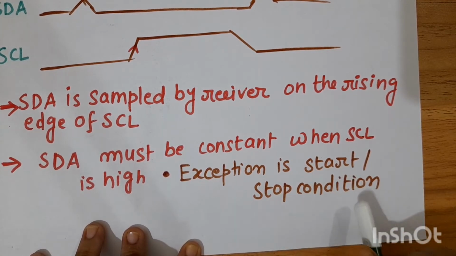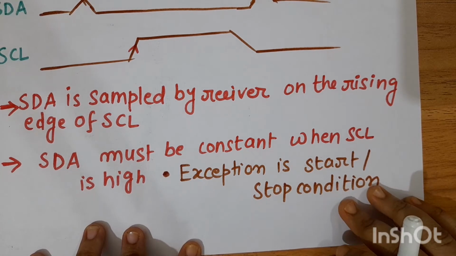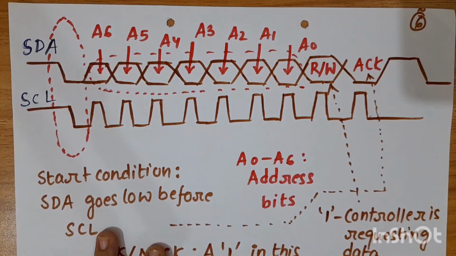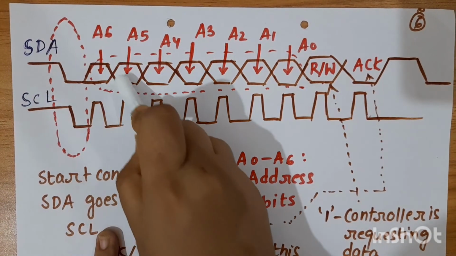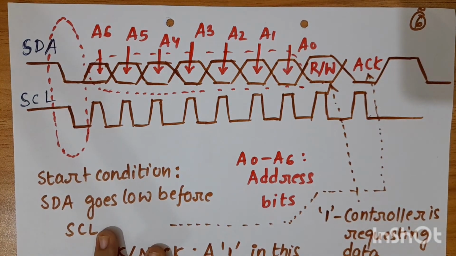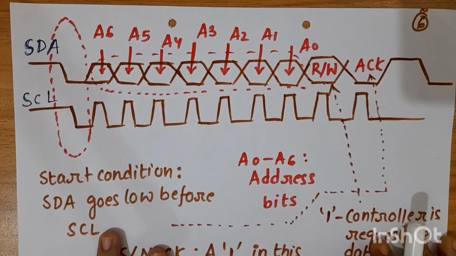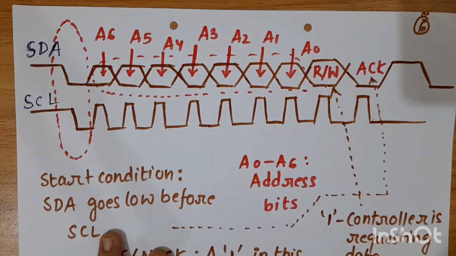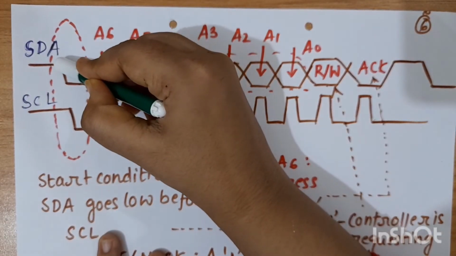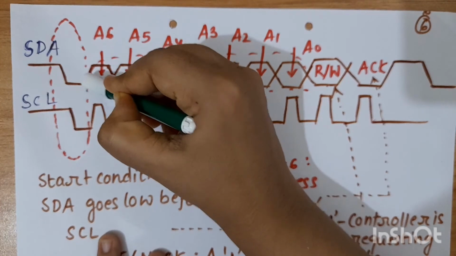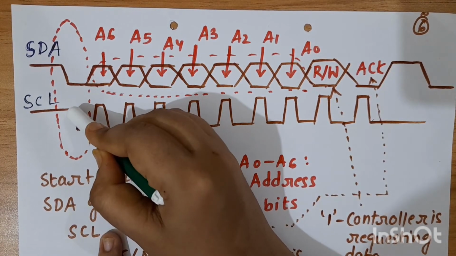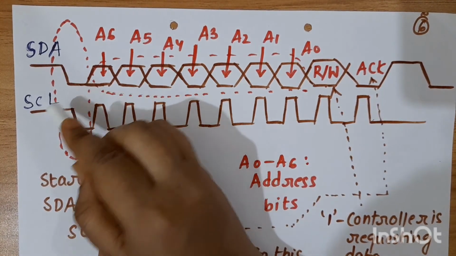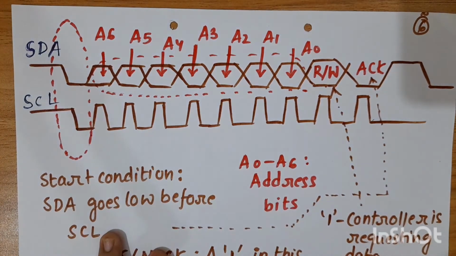For the start and stop condition, I have already mentioned the conditions for the SDA and SCL lines. Here is the SDA line and here is the SCL line. Data is sent in the SDA line, and clock is sent in the SCL line. You see, this is the start condition. SDA line makes the transition to 0 from 1 while the SCL line is high. After some time the SCL line makes the transition from 1 to 0. So the SDA line made the transition before the SCL line made the transition from 1 to 0.